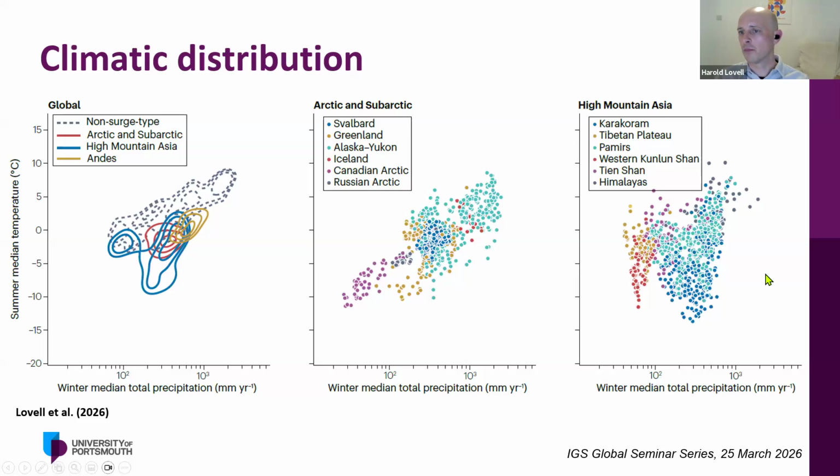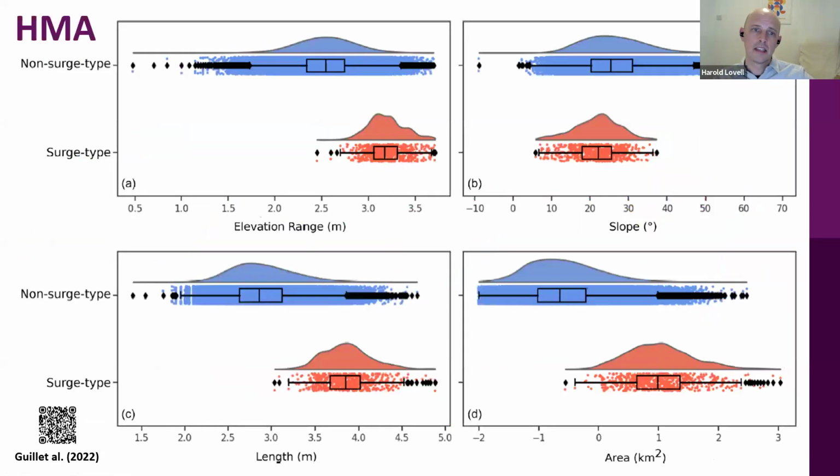And then our two later plots break that down. I should say we've got precipitation on the x-axis and median summer temperature on the y-axis. And our subsequent plots break that down by these main clusters in the Arctic and subarctic and high mountain Asia. And you can see there's a separation out, from the colder and drier parts of the Canadian Arctic all the way through to the warmer and wetter parts of Alaska, Yukon. So climate has a big control on where glaciers are surging.